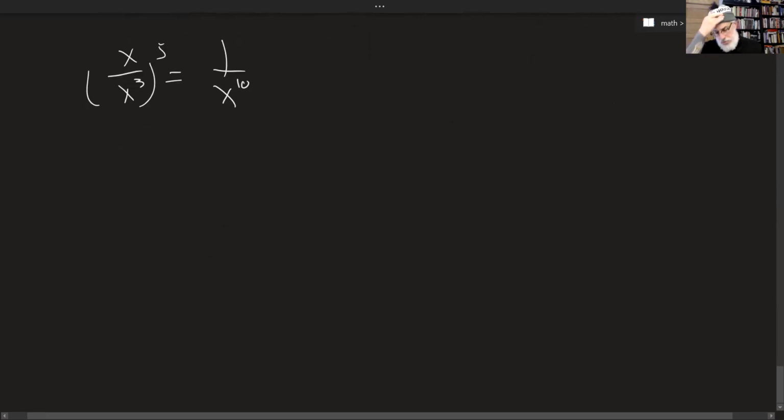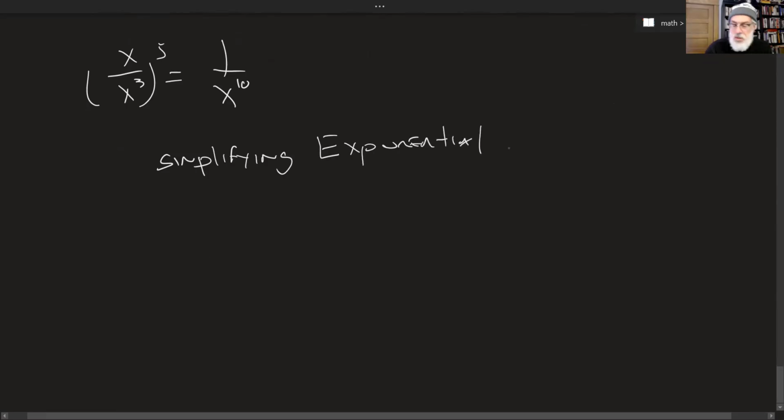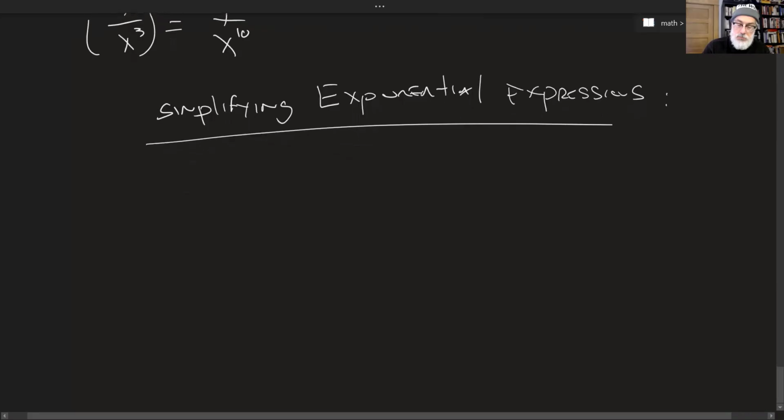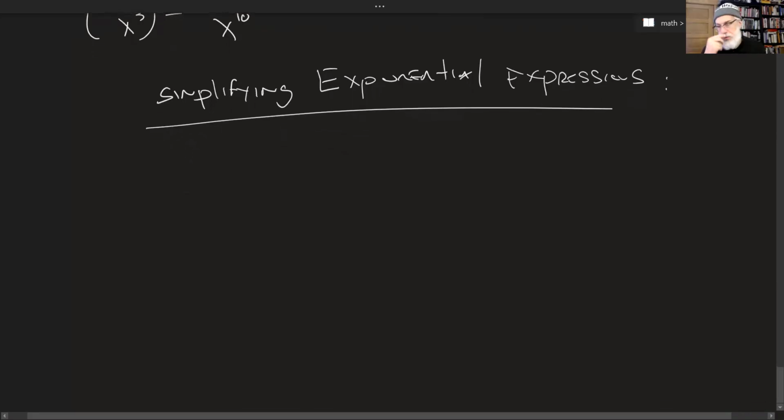All right, so let's put all of this together and look at simplifying exponential expressions. The concept of expressions, I think we went over in lecture 2, the difference between an algebraic expression and, say, an algebraic equation. So we're going to use the laws, or use the things we just learned.